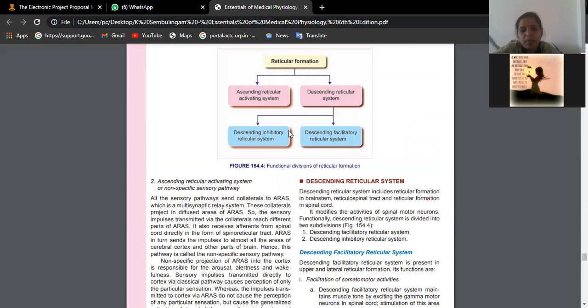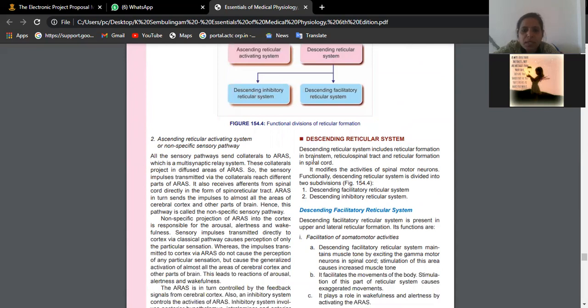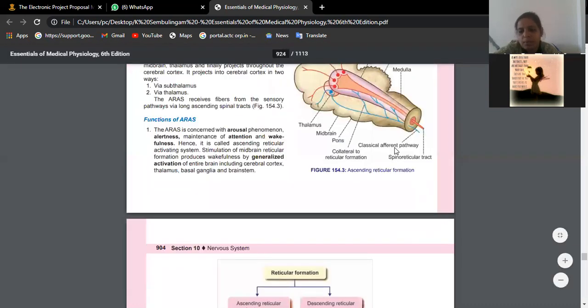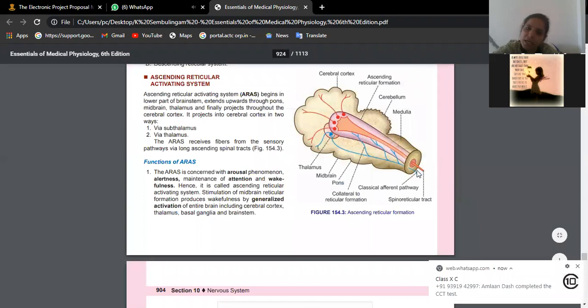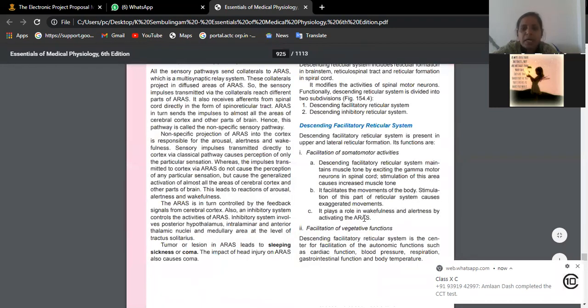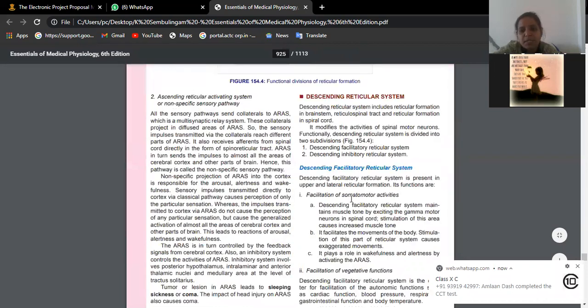Now, descending. In the descending, we have two types of systems. The descending reticular system has inhibitory and also facilitatory parts. The direction of these tracts will be just reverse. In ascending, you have seen it started in the brainstem and moved through the thalamus, subthalamus, and then reached the cerebral cortex. The descending reticular system will go in the opposite direction: from the cerebral cortex, then thalamus, subthalamus, then into the brainstem. So descending has two types: facilitatory and inhibitory.